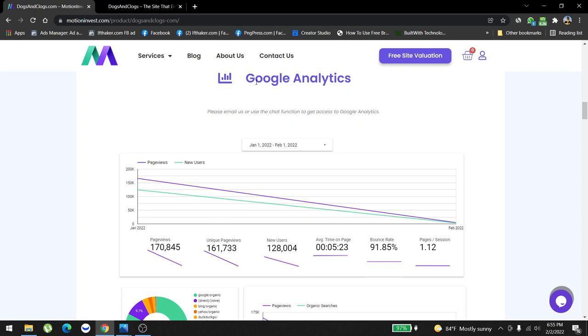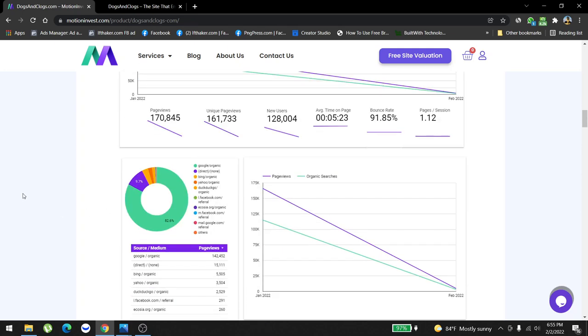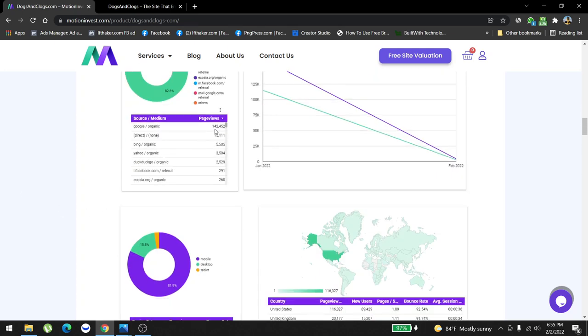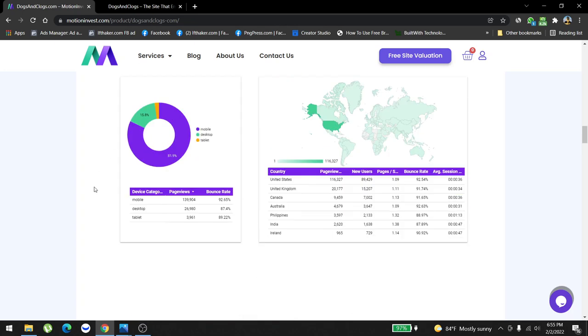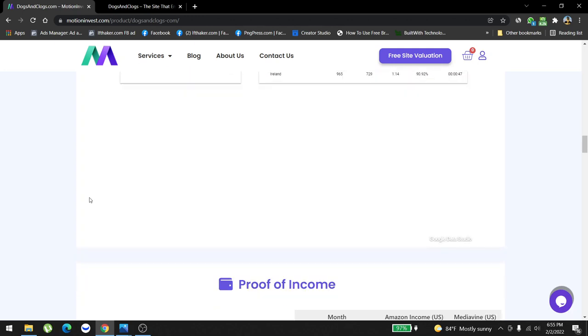So it's pulling the Google Analytics data, and in January it was bringing around 160,000 page views, which is extremely impressive. For February, it just started. And 142,000 is actually organic, so they are doing amazing in terms of SEO. Their highest countries are United States, UK, Canada. Wow, this is amazing. And most of the traffic is actually coming from mobile, so it's highly optimized for mobile users and audience.